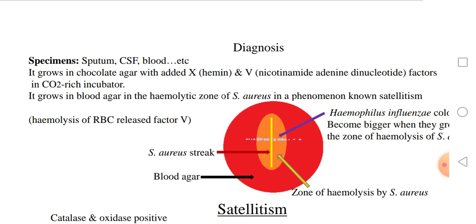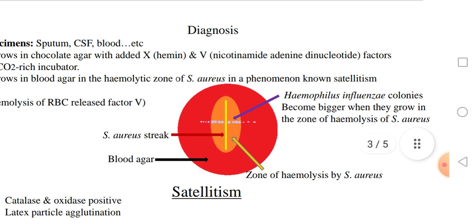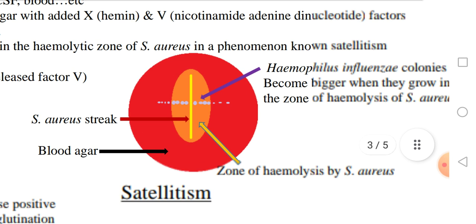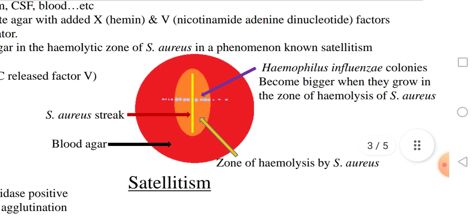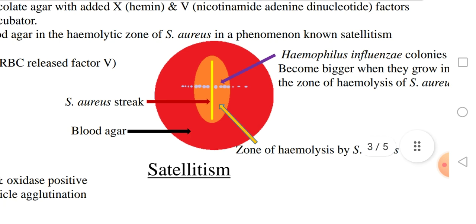Now you look here. Therefore, the colonies of Haemophilus influenzae become bigger when they grow in the zone of hemolysis of Staphylococcus aureus. This phenomenon, as I have just said, is known as satellitism.